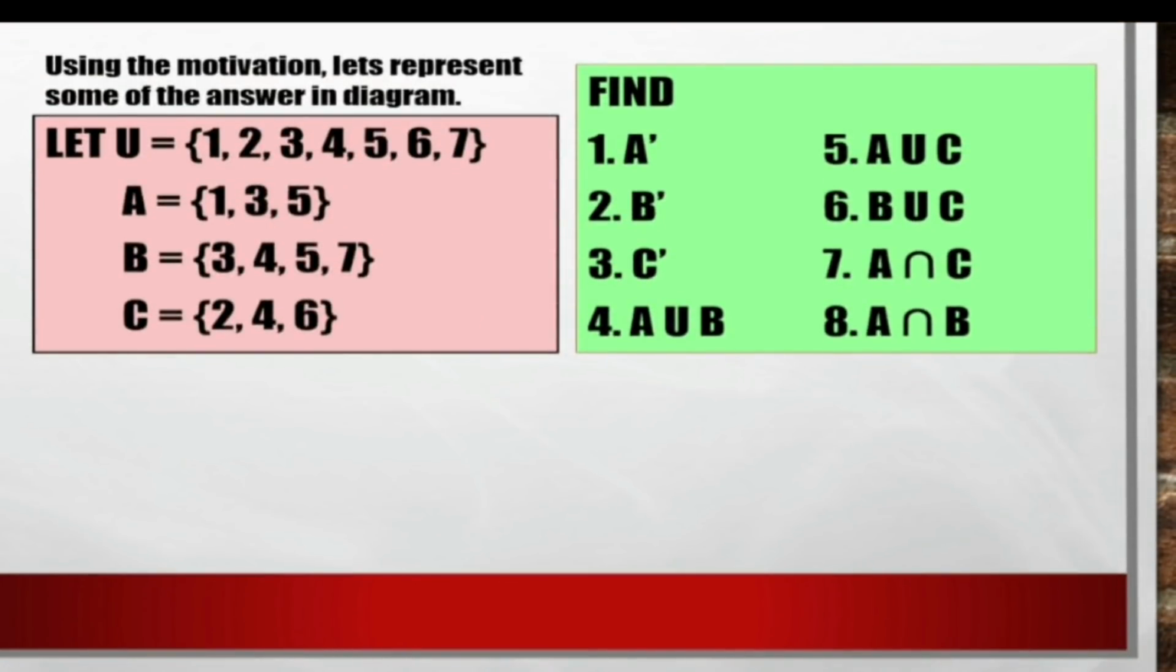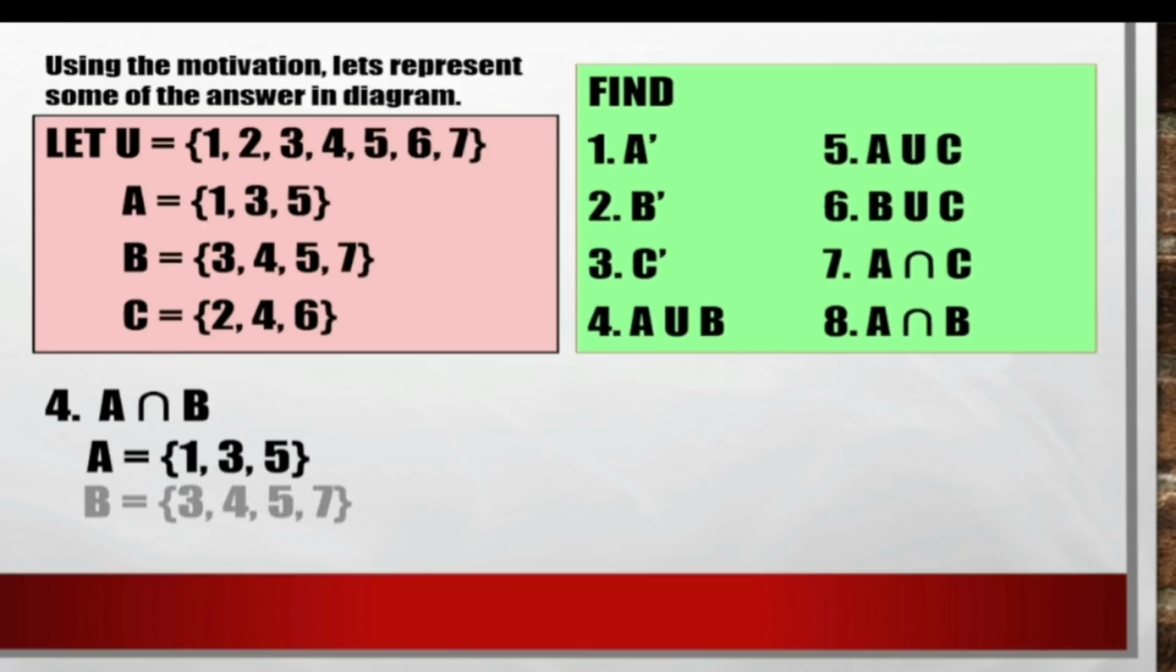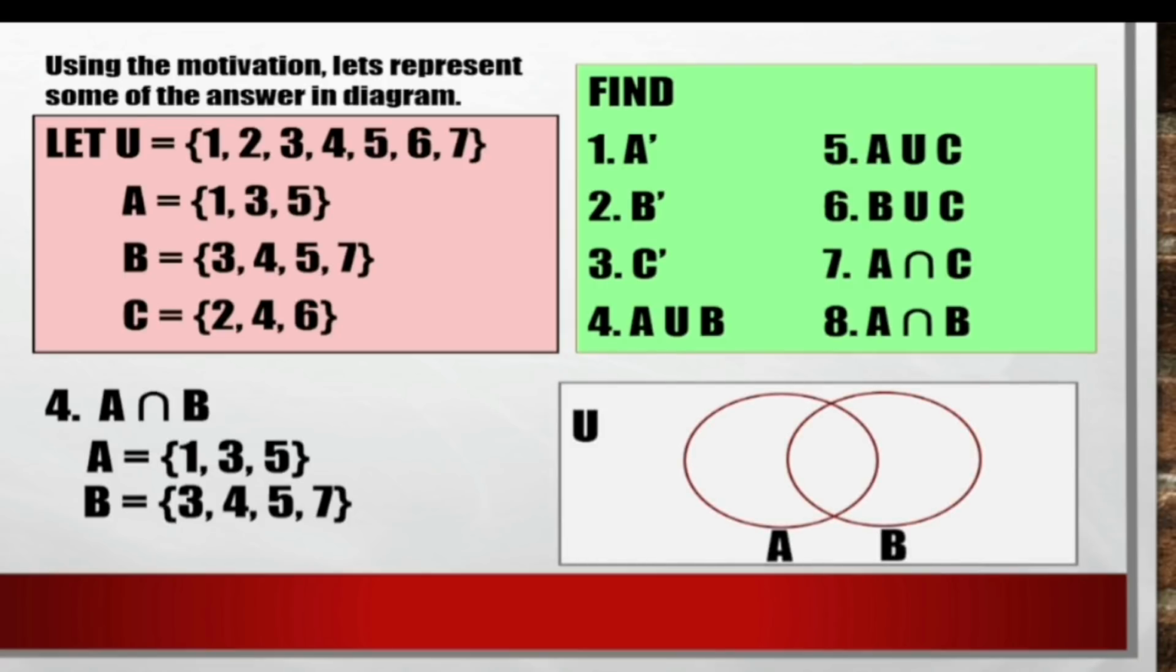For number 8, if we're going to get A intersection B, a reminder, class: for intersection, there are common elements between these two sets. So we list again set A, that is 1, 3, and 5, and set B, which contains the elements 3, 4, 5, and 7. So to get A intersection B, notice that there's a common part between the two. So 3 and 5 are the common elements found in these two sets.